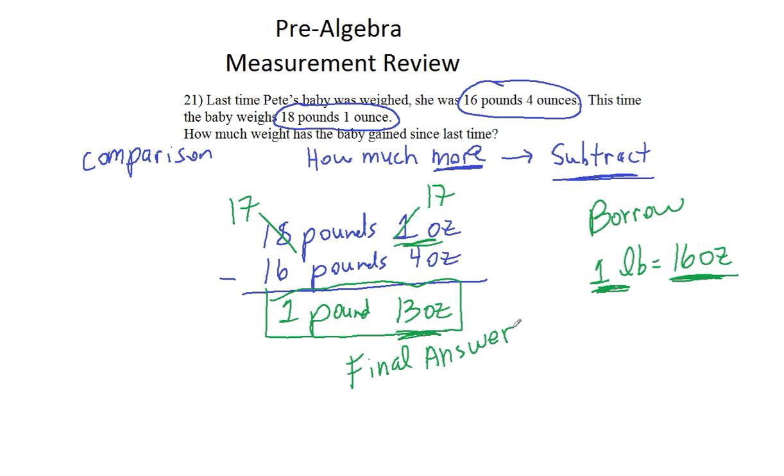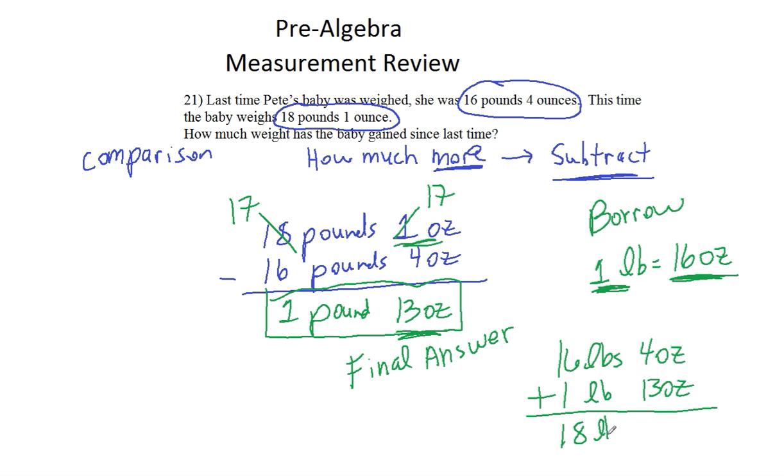Remember that if you want to double check that, you can take your 16 pounds, 4 ounces, and add on the extra weight the baby gained, the 1 pound and 13 ounces. When you do that and you regroup, you should wind up with 18 pounds, 1 ounce. You're going to have to do some regrouping, but that's what you should come up with, and that lets you know you're doing it correctly.